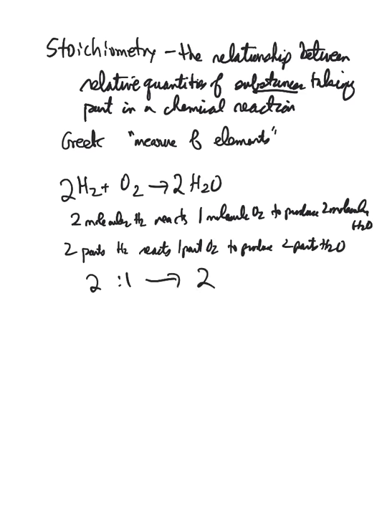Now what we're going to be dealing with, of course, are moles. So another way of looking at this reaction is 2 moles of hydrogen plus 1 mole of oxygen reacts to produce 2 moles of water. And so it's this mole to mole ratio that's going to be very important.